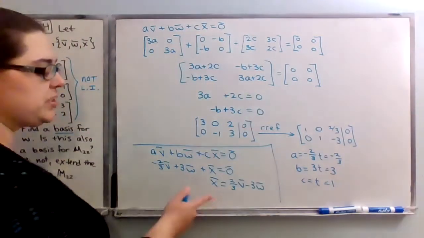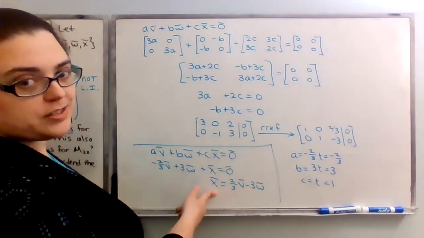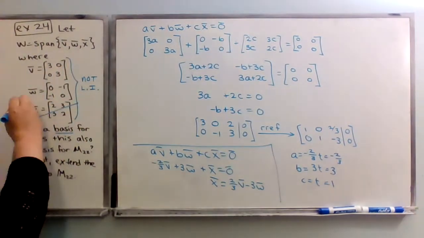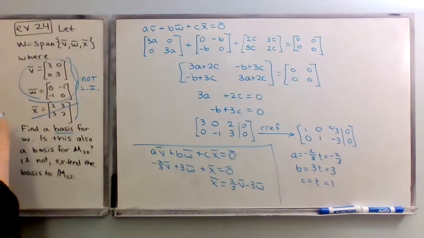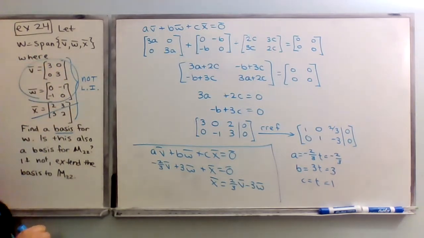What this means though, since we're able to write X in terms of the other two, is that we don't need X. So for our basis, we can get rid of X. And that means we can just use these two vectors as our basis.